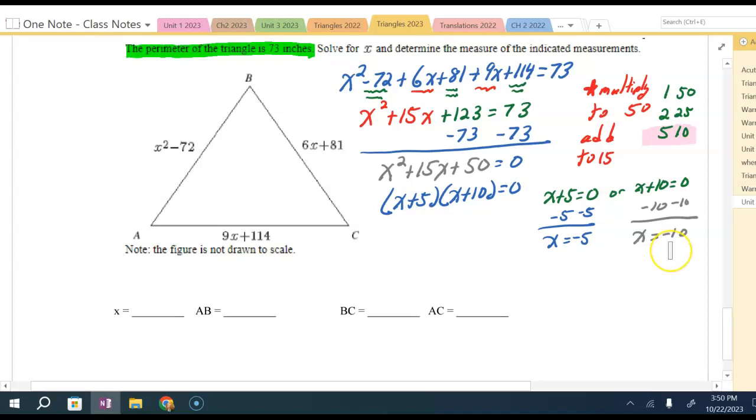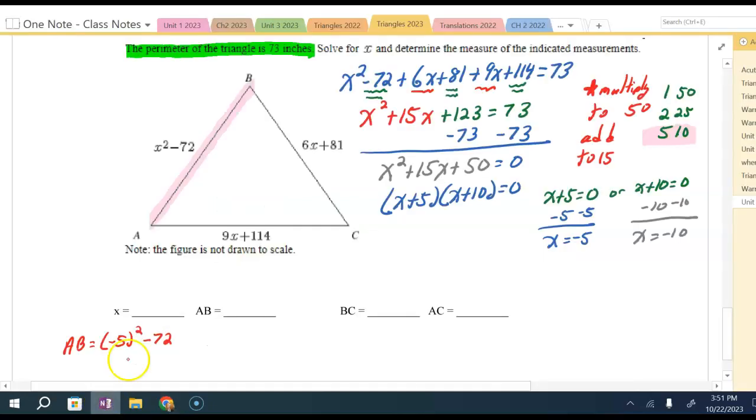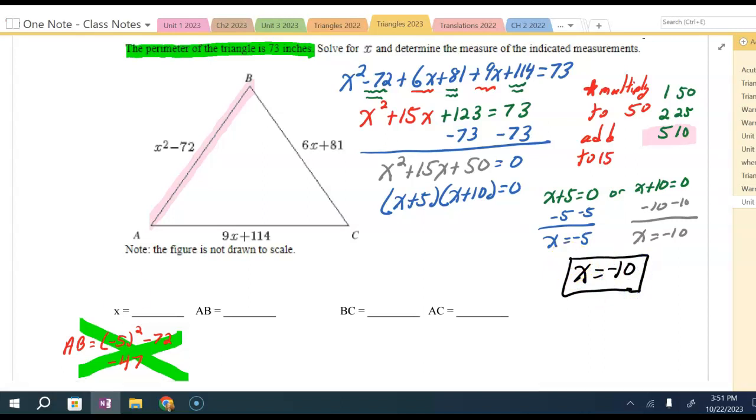But when you substitute these back in, you need to make sure you get positive numbers. So if I look at AB, if I plug in the negative 5 squared minus 72, and let me do that on my calculator. So negative 5 squared minus 72. Notice I get negative 47. And distances cannot be negative. So that answer is wrong, which tells me the only answer for this problem probably is x equals negative 10, and I'm going to check it by plugging in.